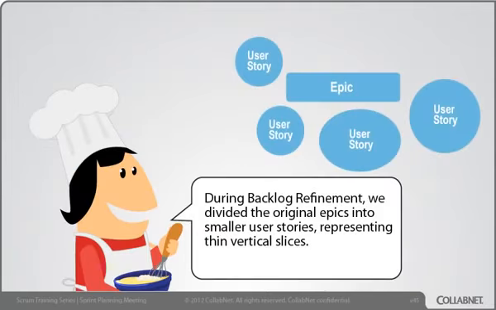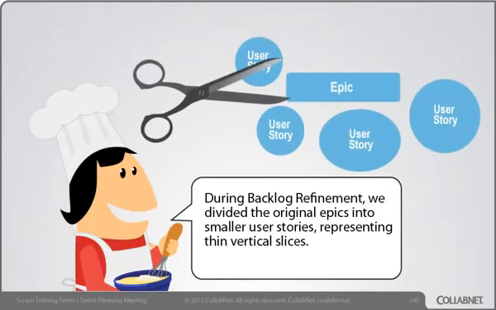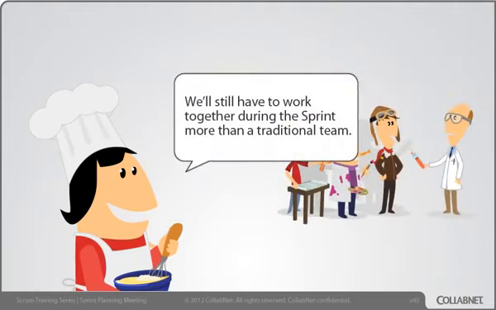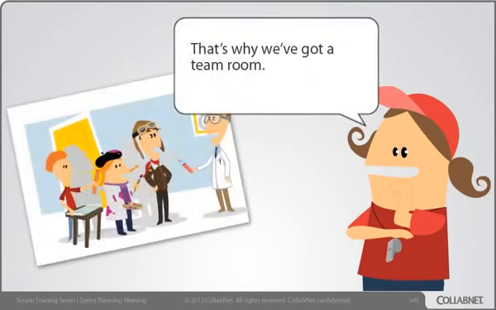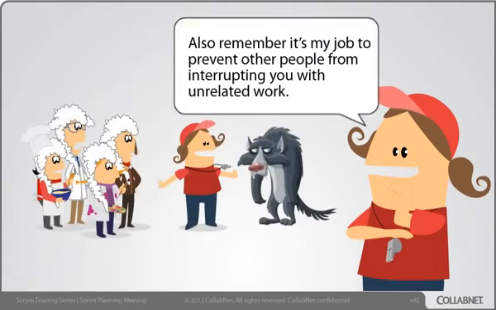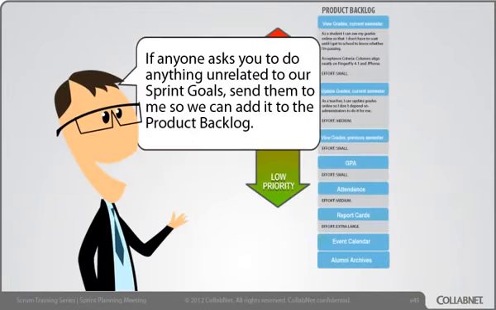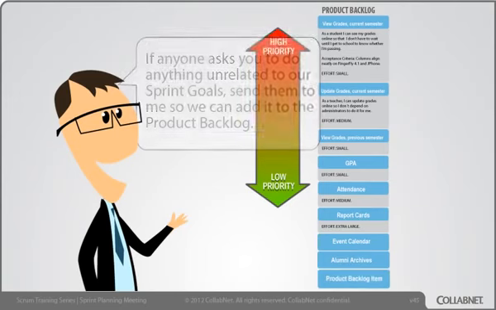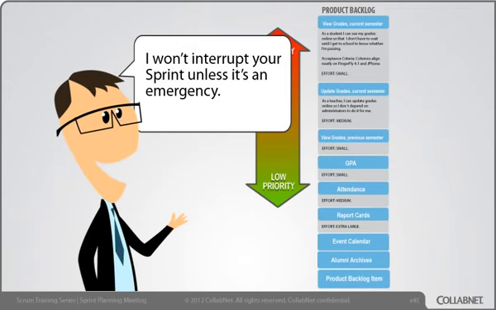During backlog refinement, we divided the original epics into smaller user stories, representing thin, vertical slices. We'll still have to work together during the sprint, more than a traditional team. That's why we've got a team room. Also remember, it's my job to prevent other people from interrupting you with unrelated work. If anyone asks you to do anything unrelated to our sprint goals, send them to me so we can add it to the product backlog. I won't interrupt your sprint unless it's an emergency.